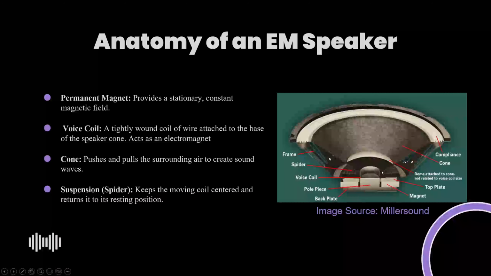It is simply a tightly wound copper wire, and the voice coil itself is physically attached to the cone, or the diaphragm, which is held in place by the spider. It is a flexible suspension system, and the spider keeps the coil perfectly centered inside the magnet while allowing it to move up and down freely.